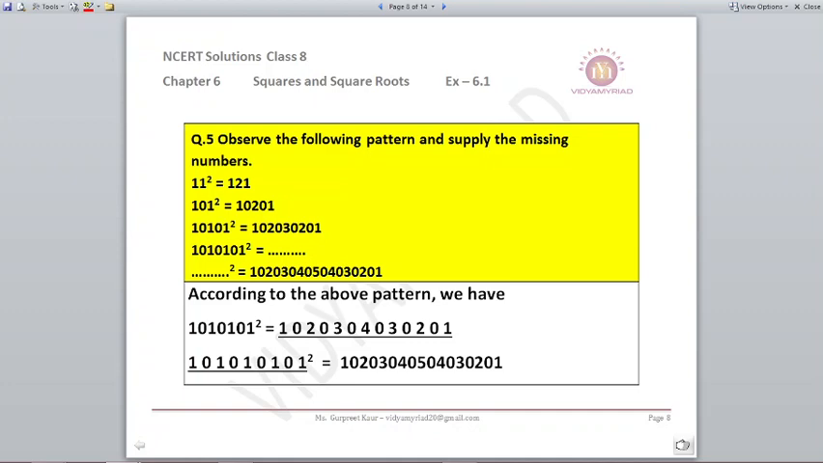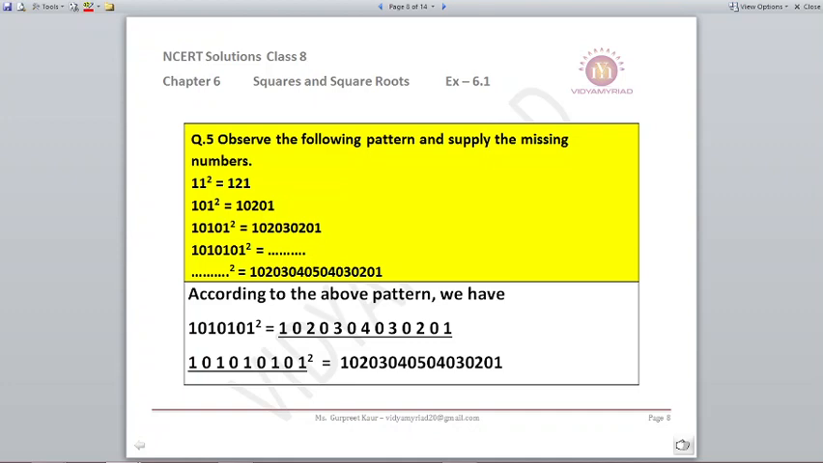Observe the following pattern and supply the missing numbers. Now let us see the missing numbers here. Now here the pattern is 11 square is 121. 101 square is 10201. Now the next number is 10101 square, that becomes 10203 and then reverse 0201. So what is happening? The 1 is coming 3 times, so I will end with 3. In case of 101 square, 1 was coming 2 times, so I will move till 2 and then move reverse.